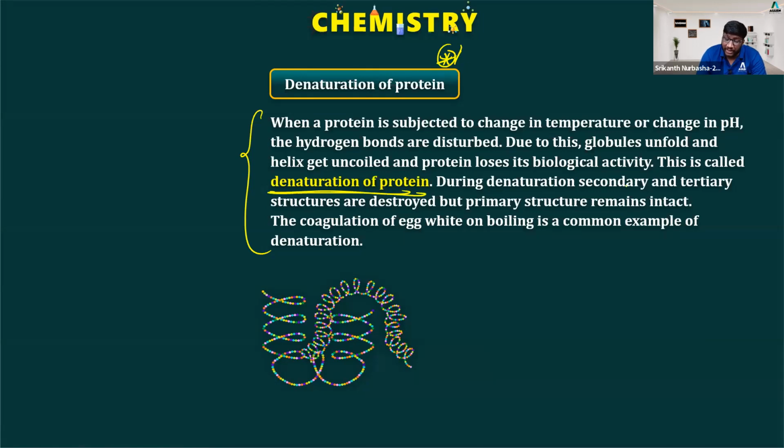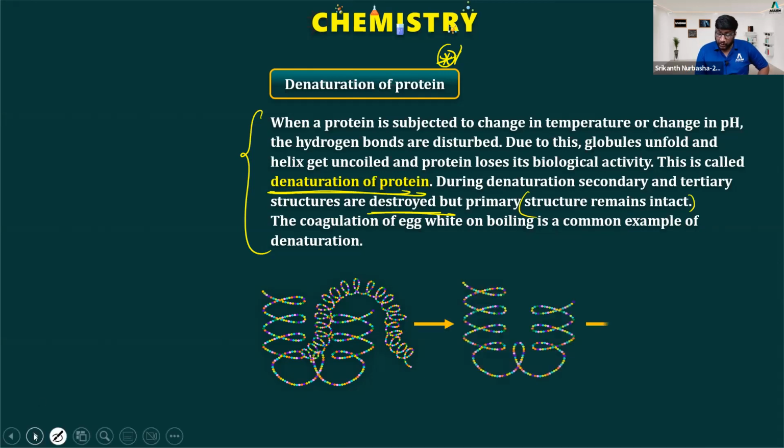During denaturation, the secondary and tertiary structures, and the quaternary structure if present, are disturbed or destroyed. But the primary structure is not affected, because it has covalent bonds, which are not broken easily. The coagulation of egg white on boiling is an example of denaturation. Whenever you boil an egg, you get coagulated egg white. But if you decrease the temperature, that egg white will not convert back into the original egg. That means it lost its property. That is an example of denaturation.